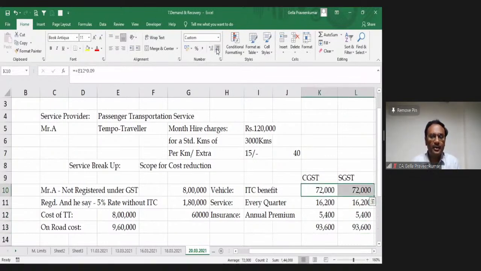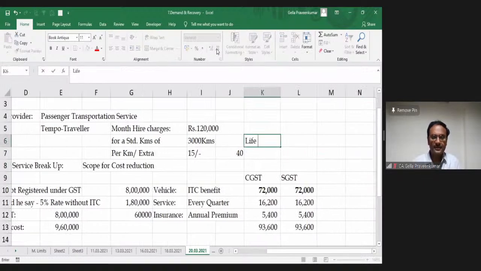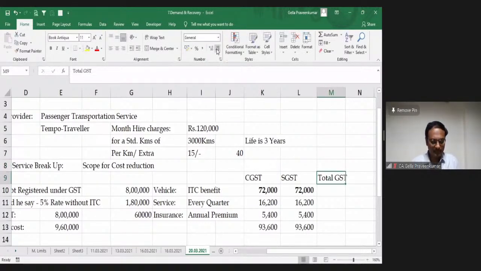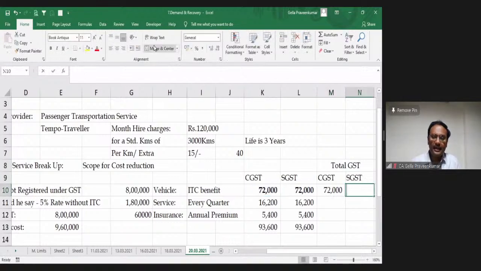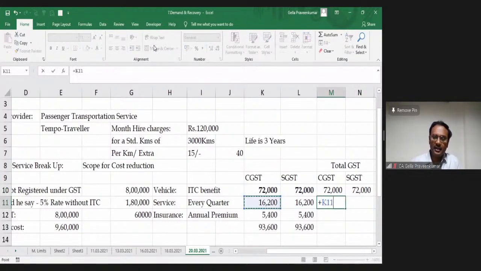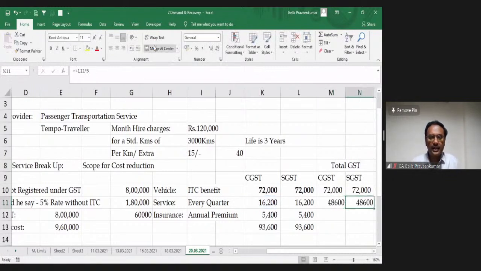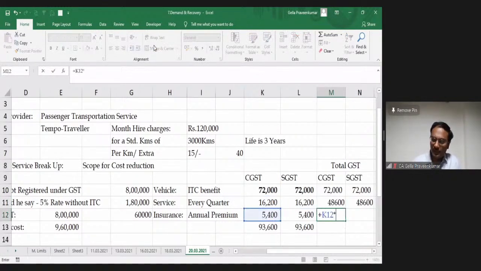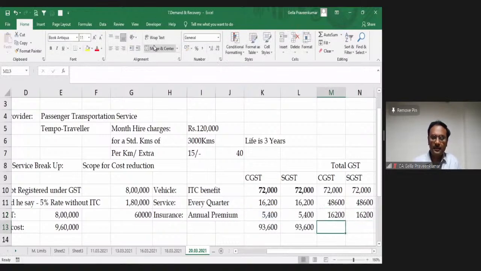Now, this 72,000 is a one-time cost, and this is an annual cost. Now, this gentleman says, sir, the life is 3 years. Assuming this is going to be the same, in the span of 3 years, one time I buy the vehicle, so my GST is going to be this much. Into 3, let me extrapolate to the 3 years period. Insurance also I'll do into 3.